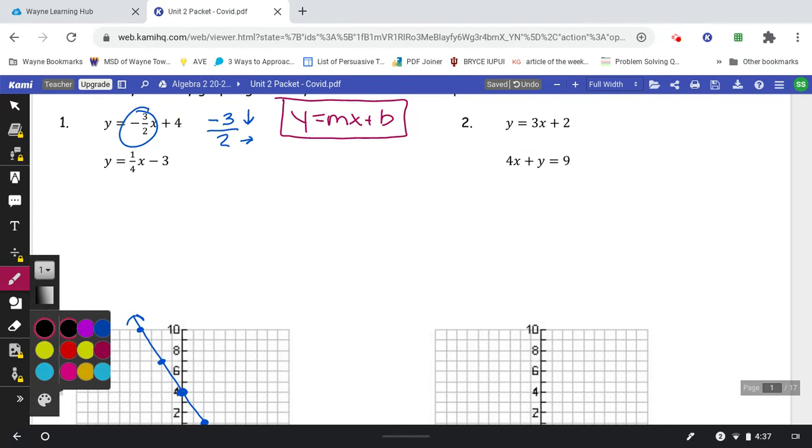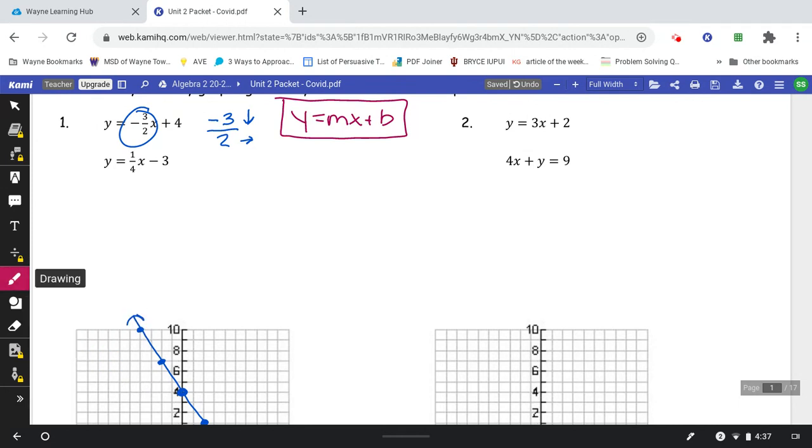Problem number 2. y equals 3x plus 2. That's already in graph form. It's in the slope form, y equals mx plus b. I'm going to go ahead and put this over 1, so that way it looks more like a slope. Take a moment and graph that equation, y equals 3 over 1x plus 2.